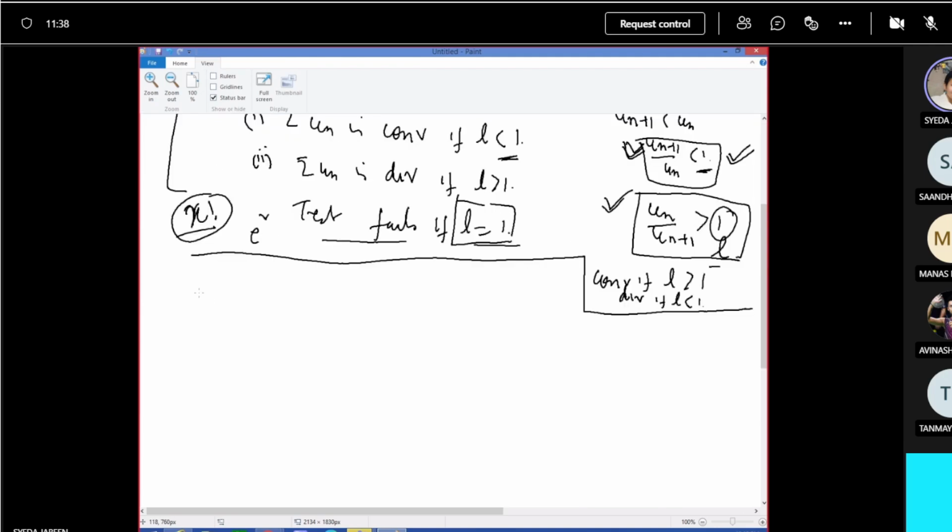Now you come to this. Test the convergence of this. So what will be your main task first? Find the nth term, u_n. Your main task is to find u_n, then find u_(n+1), and then apply the formula.